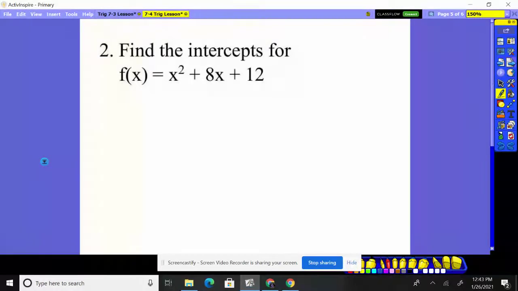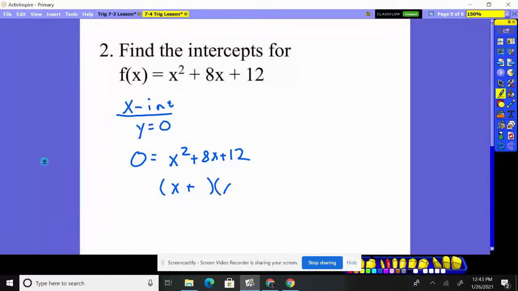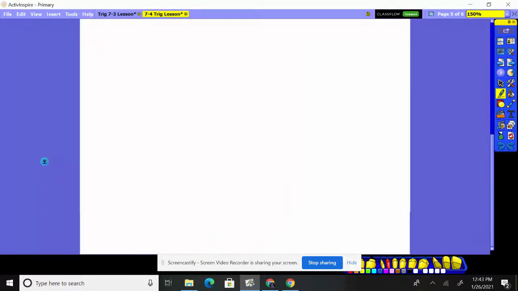One more. Find the intercepts for this, okay? So the x-intercept occurs when we're going to let y value be 0. So we set it, 0 equals x squared plus 8x plus 12. As soon as I see these three pieces, this trinomial, I know it's going to factor. 4 and 3, no. 6 and 2, yes. So I set each piece equal to 0. You're going to get negative 6 and negative 2 when you solve that.